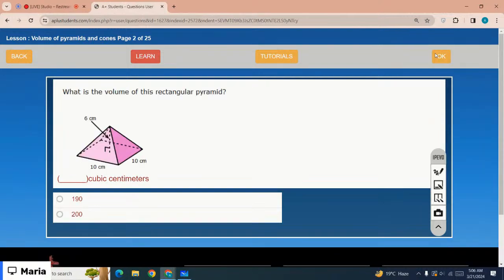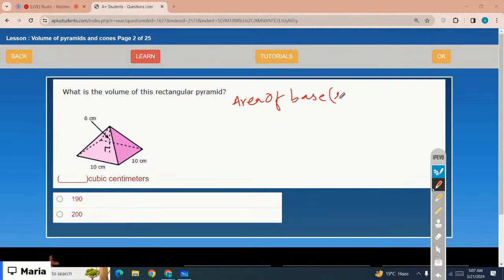Okay, the next one is, what is the volume of the rectangular pyramid? Now the base is a rectangle. First thing is you have to find the area of the base, right? The area of the rectangle, that is the area of base. Base is the rectangle, right? You have to do 10 times 10, that is 100.